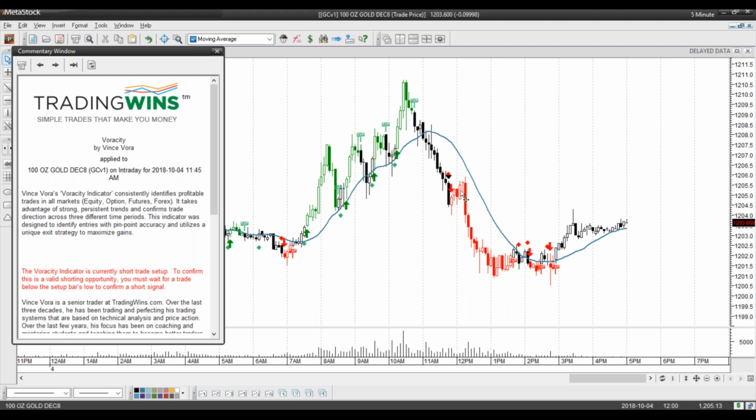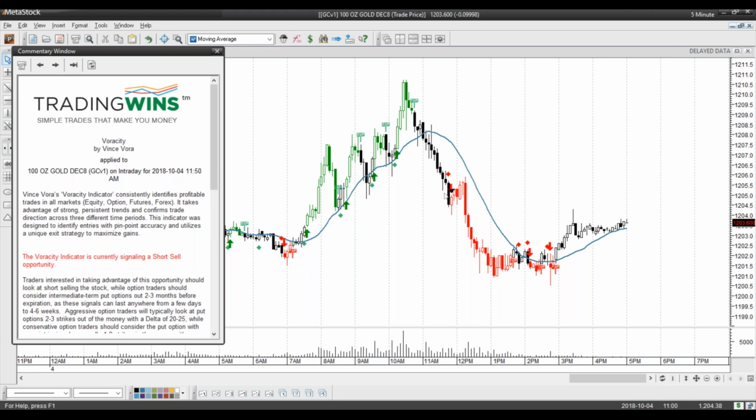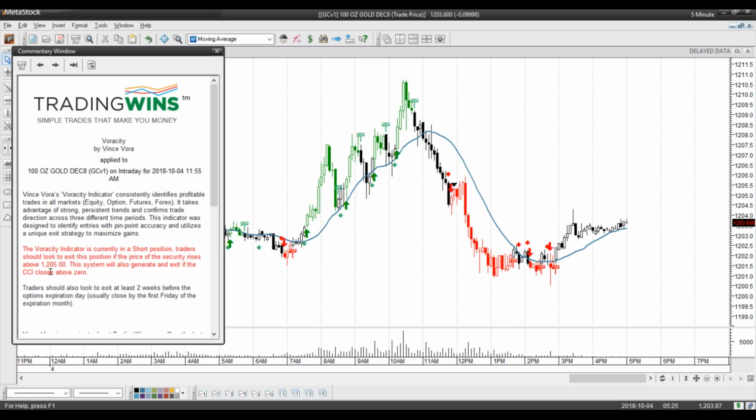And then as we go through the trade, if we go to the next bar, it'll confirm, yep, it's now signaling a short opportunity. So it's told us to get in short. And then as we go through, it'll give you a stop level, right? So it's showing that if it rises above 1205, we should exit, right? Or we could look at the CCI. If the CCI closes above 0, that's also a reason to exit. So it'll tell you exactly what to look for.